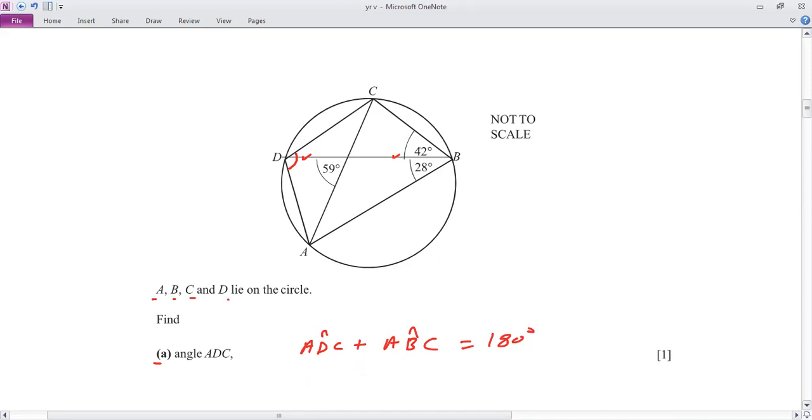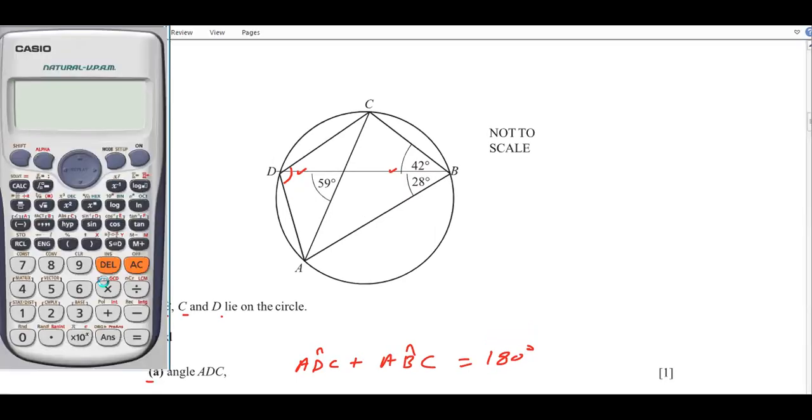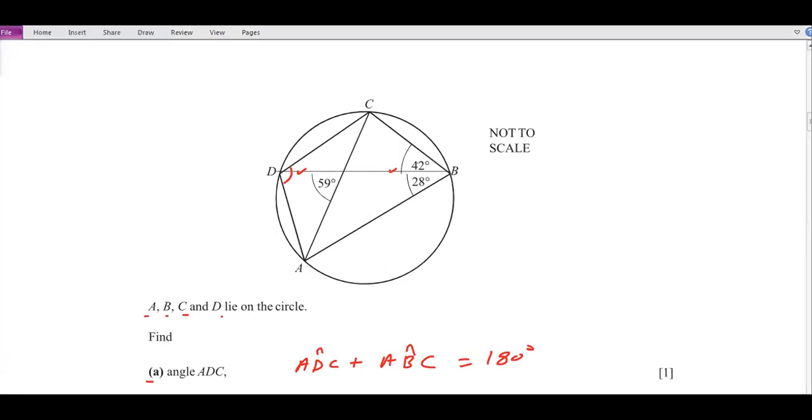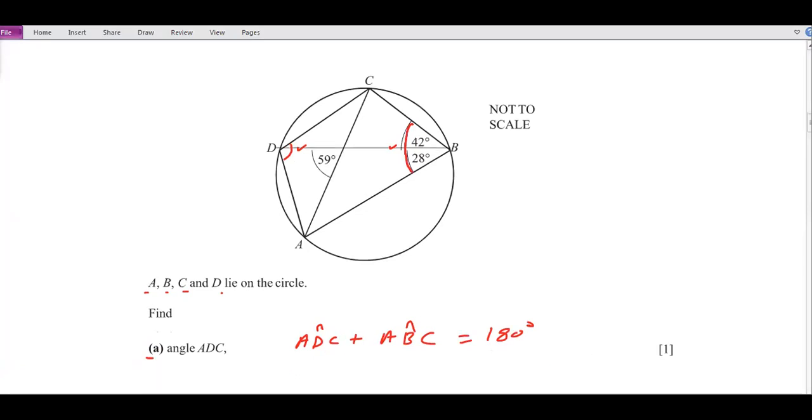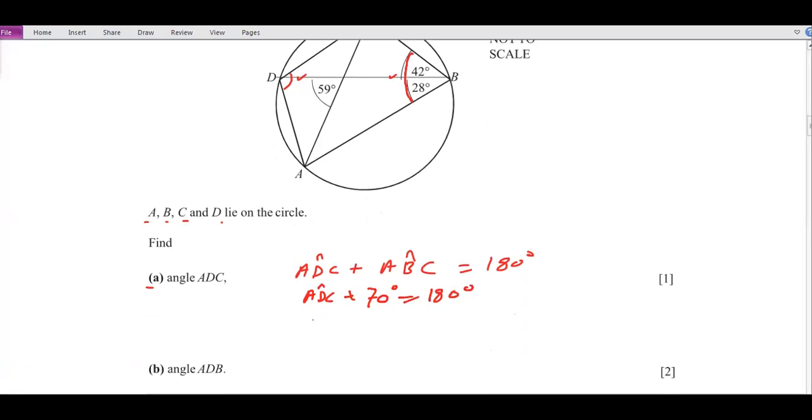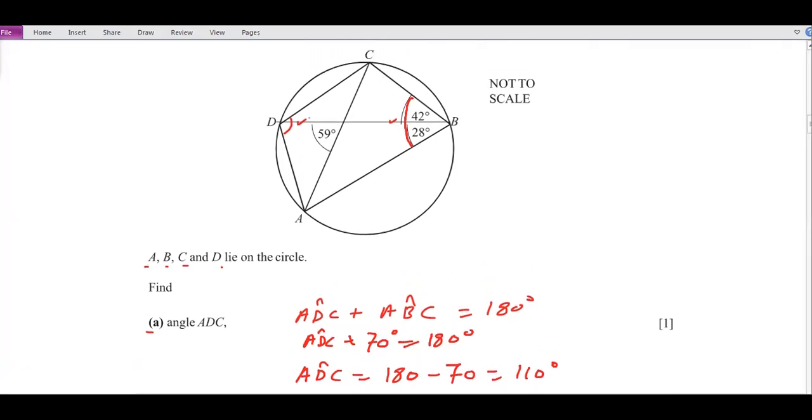Now ABC you know already. ABC is what? 42 plus 28. If you take this 42 plus 28, what will that be? 42 plus 28 in total will make 70. It means this total is 70. Okay, so you can write here angle ADC plus 70 will be 180. So what will be ADC? In that case, ADC will be 180 minus 70, which is 110. It means this total angle is 110.